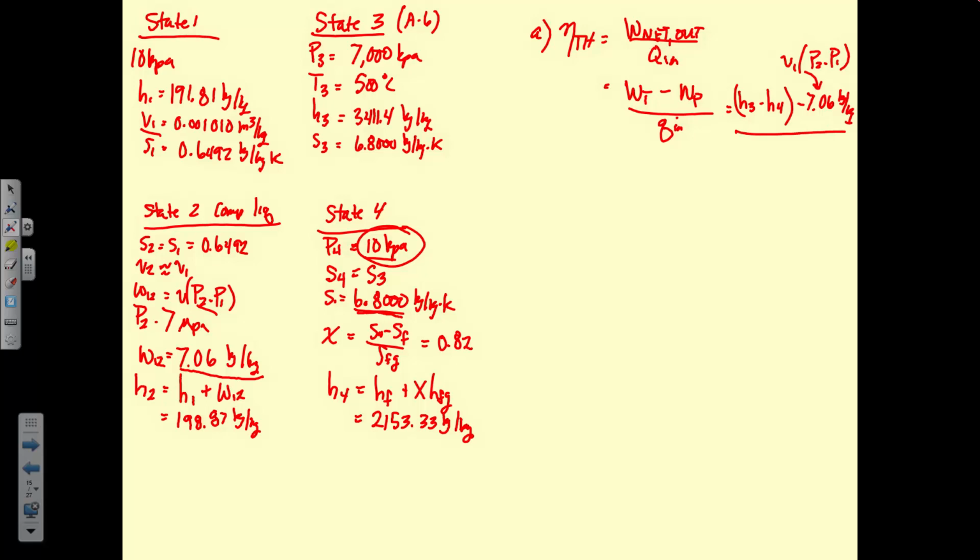And then Q in is going to be equal to the Q that comes in from states 2 to 3. So it's h3 minus h2. So if we plug in all the numbers for that, we find our thermal efficiency is equal to 38.9%.